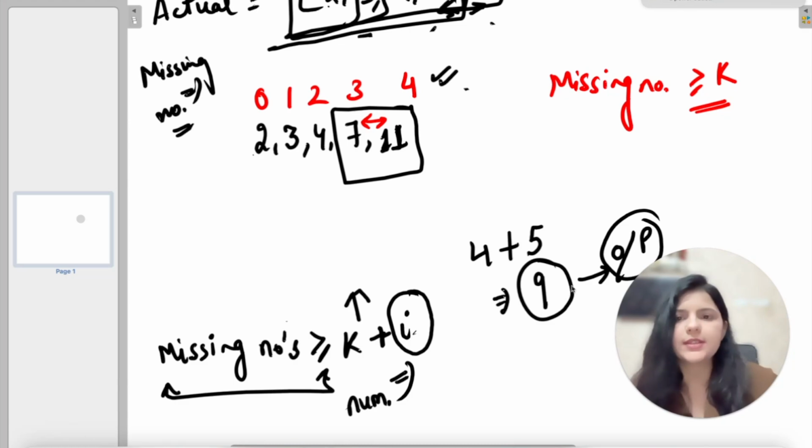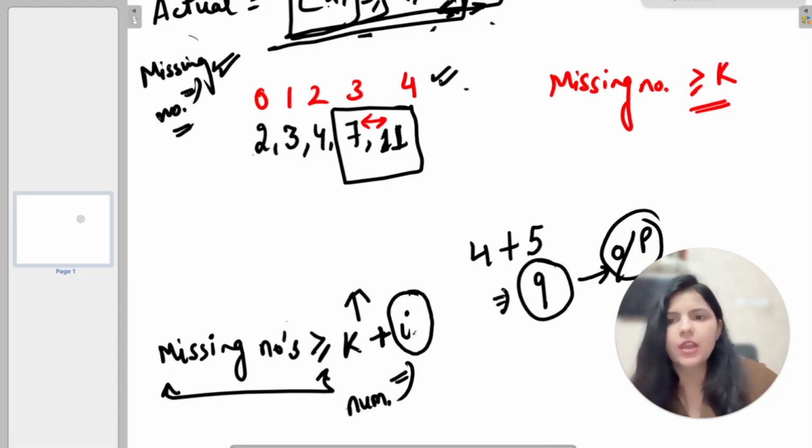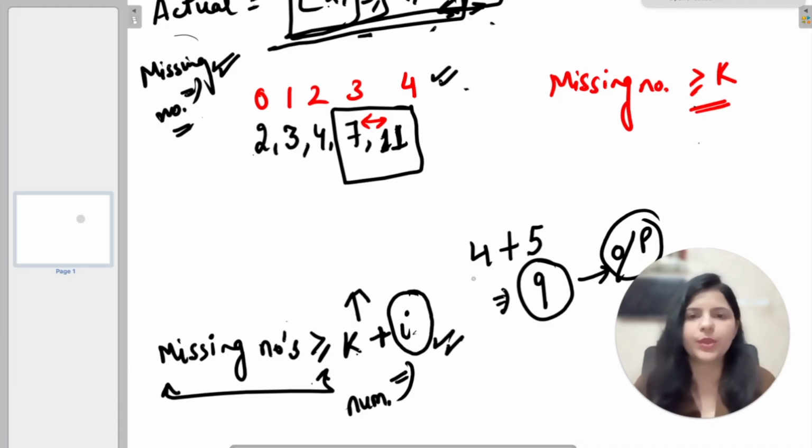So two things here you need to take care. One is for each index, firstly you will find the missing numbers. Once you have found out that the missing number is greater than or equal to k, then you will find that number, which will be equal to k plus i. So this is how we are going to find out the missing numbers.